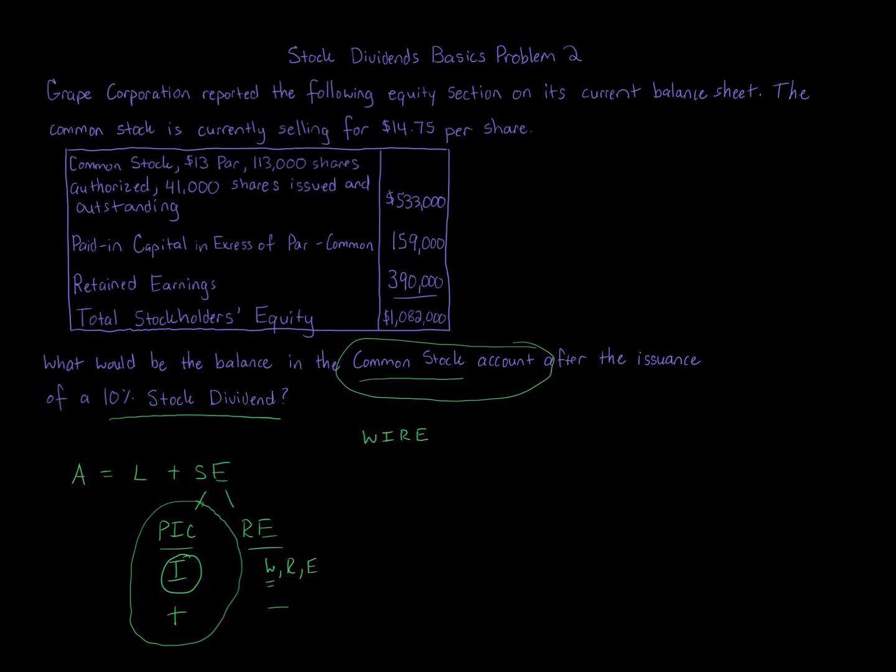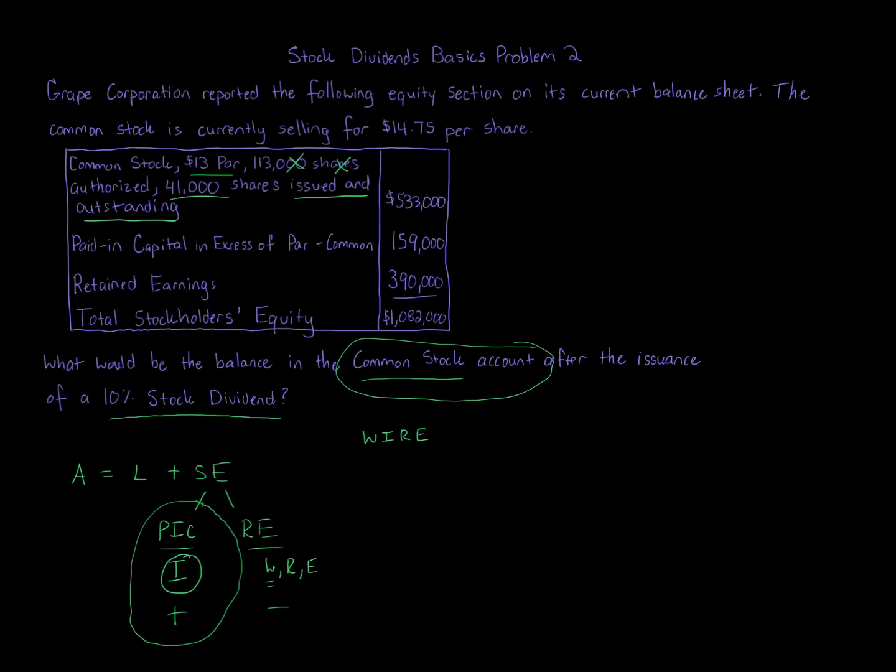All right, let's take a breather. The common stock is currently selling for $14.75. Is that going to be important? No, that's not going to matter in this problem. What is going to matter is we're focusing on the common stock account, and we have a 10% stock dividend. It's the only type of stock. What matters is we have a $13 par, and 41,000 shares issued and outstanding. When we're doing calculations, we're going to use the 41,000 shares issued and outstanding and ignore the 113,000 shares authorized. It's very important.